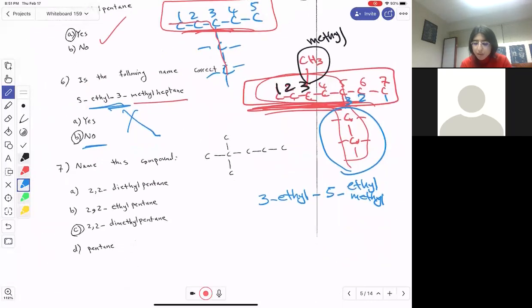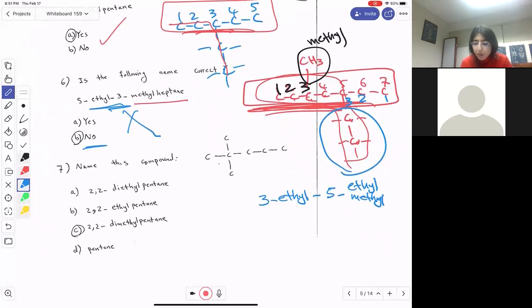Name this compound. Remember, this is the longest chain, and we go this direction because we have two branches. If I go this direction, 1, 2, 3, 4, I reach the branch on carbon number 4, but in this direction I reach two branches on carbon number 2. So 1, 2, 3, 4, 5. It would be 2,2-dimethylpentane, because I have 5 carbons in the main chain.